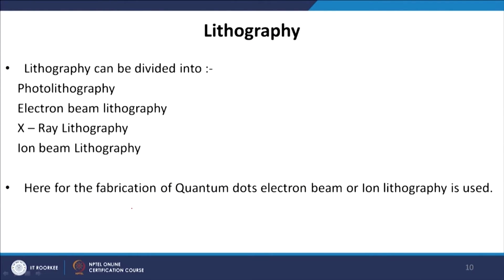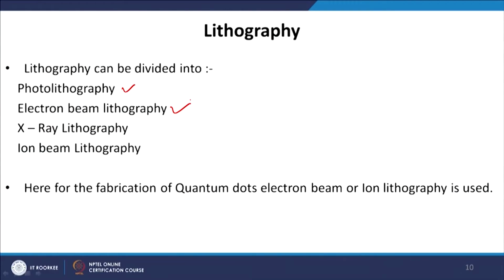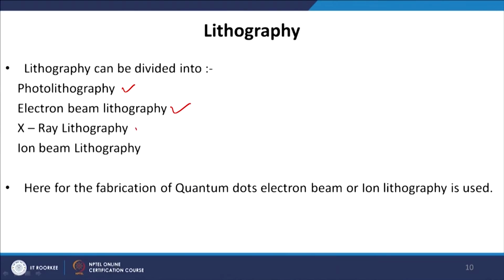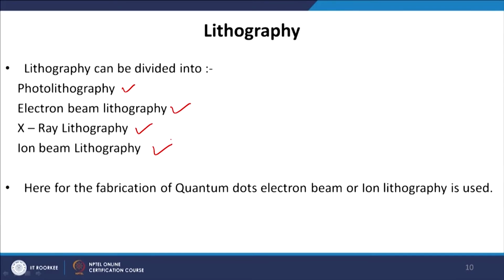Lithography can be divided into photolithography, where we use a light source or optical beam like laser light to write the structure. Electron beam lithography or E-beam lithography, where we use an electron beam to write the structure. This sometimes comes with the scanning electron microscope or SEM. Then X-ray lithography, where we use an X-ray beam to make the structure, and ion beam lithography, where we use highly energetic ion beams to make the structure. Now, for the fabrication of quantum dots, we usually use electron beam or ion lithography.